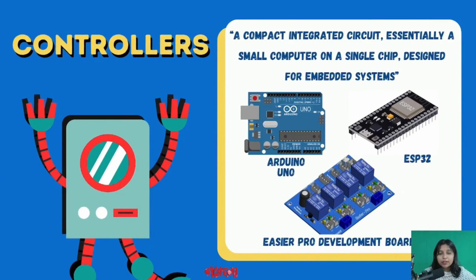So what is a controller? A controller is the brain of the system. It receives signal from the sensor and controls the load. Some examples are Arduino Uno, ESP32 and Easier Pro development board. In this project, we will use the Easier Pro development board. It's totally non-programmable, easy to use. It operates at 5 volt and it's perfect for small projects.